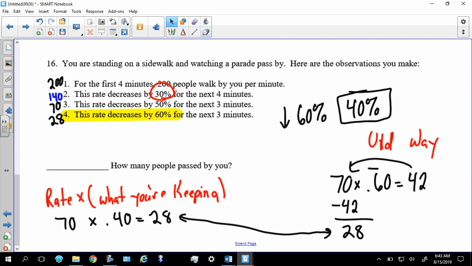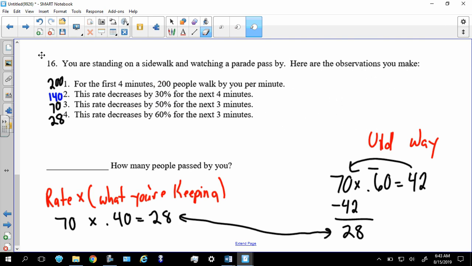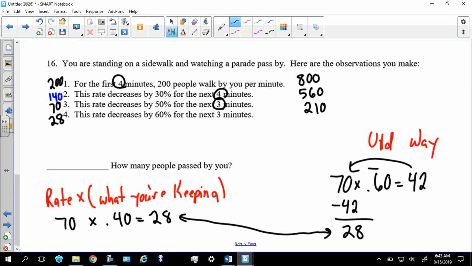Once you've figured out all of that, you are now simply going to multiply. Let me clean this up a little bit. 200 times 4 gives me 800. 140 times 4 gives me 560. 70 times 3 gives me 210. 28 times 3 gives me 84. Add everything up, 1,654.